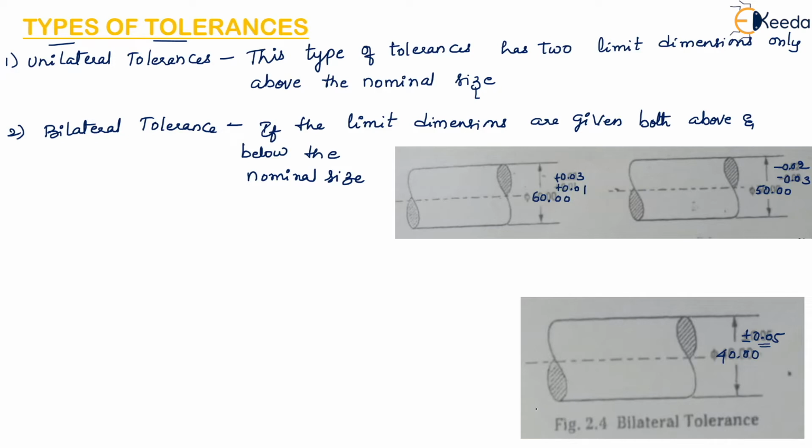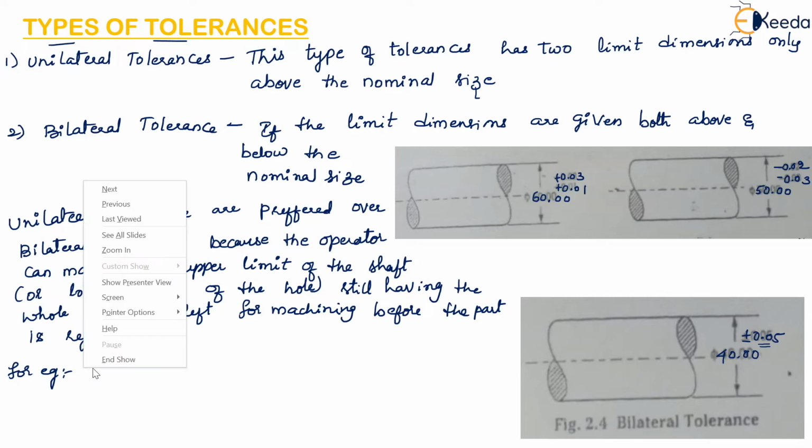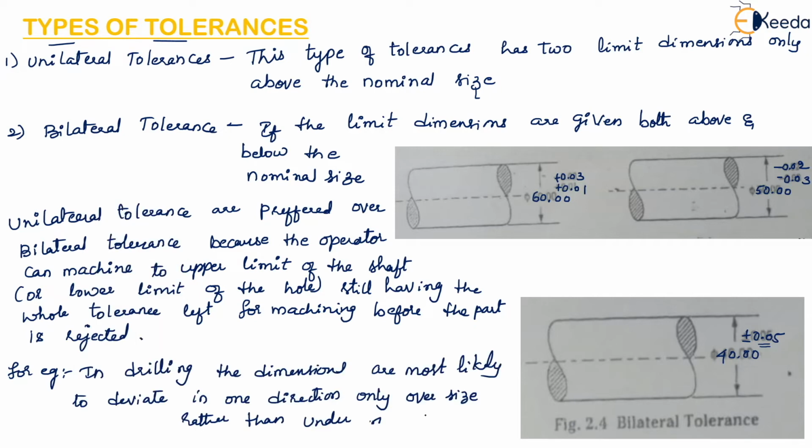Unilateral tolerances are preferred over bilateral tolerances because the operator can machine to the upper limit of the shaft or lower limit for a hole, still having the tolerance left for machining before the parts are rejected. For example, in drilling, the dimensions are most likely to deviate in one direction. It is oversize rather than undersize.